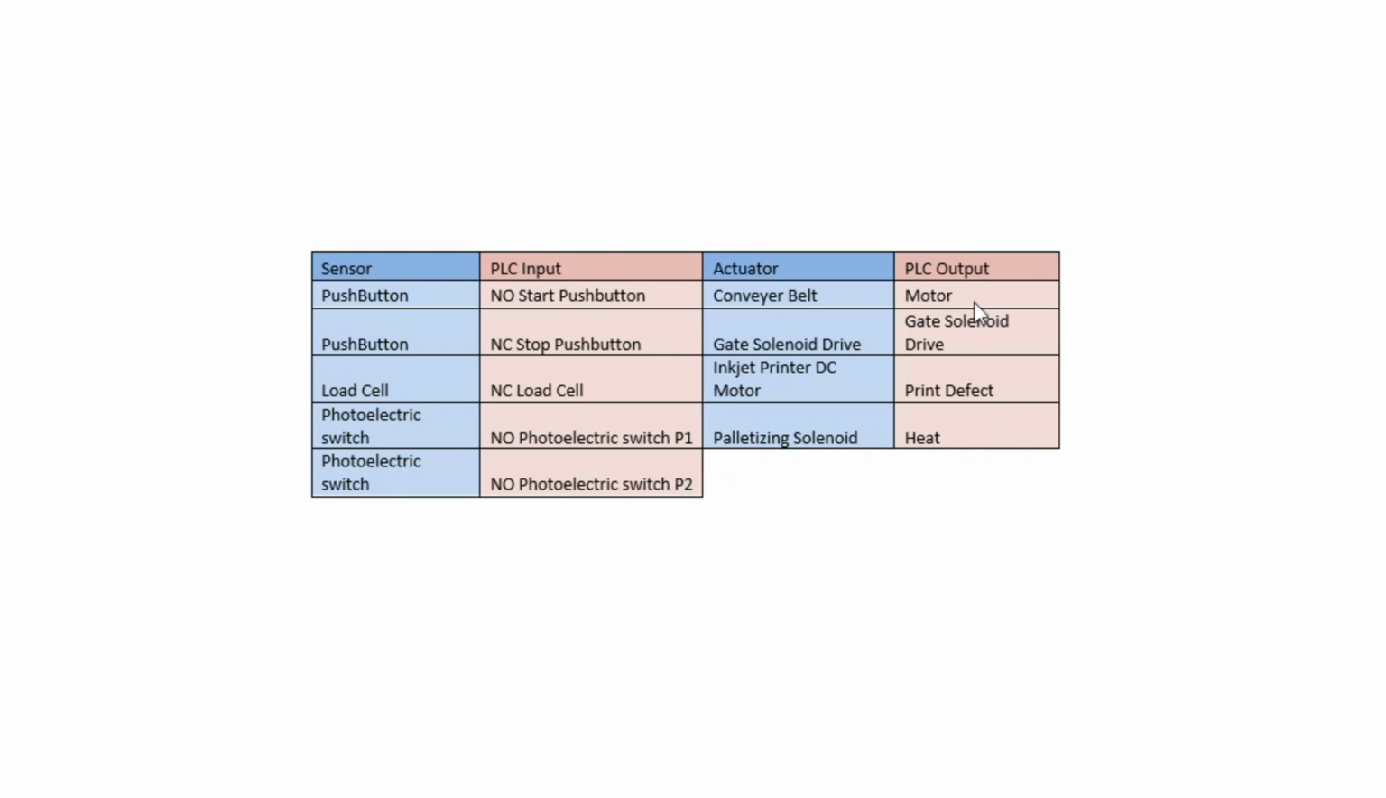For the PLC output, we have the motor, which represents the conveyor belt, the gate solenoid drive, along with the print defect, which represents the printer's DC motor, which works with the defected batteries, and the heat, which represents the palletizing solenoid, which works with the non-defected batteries.